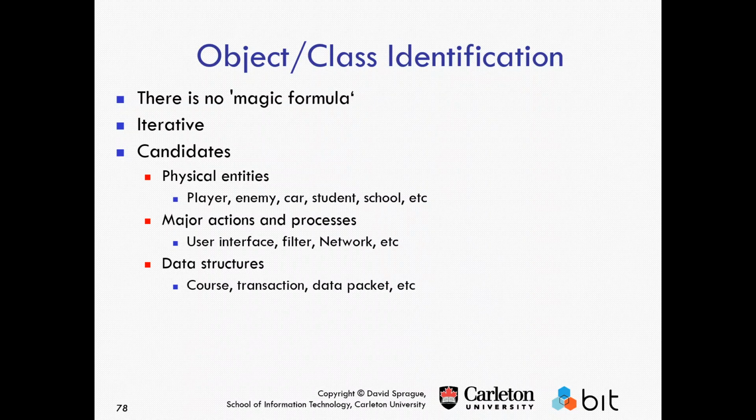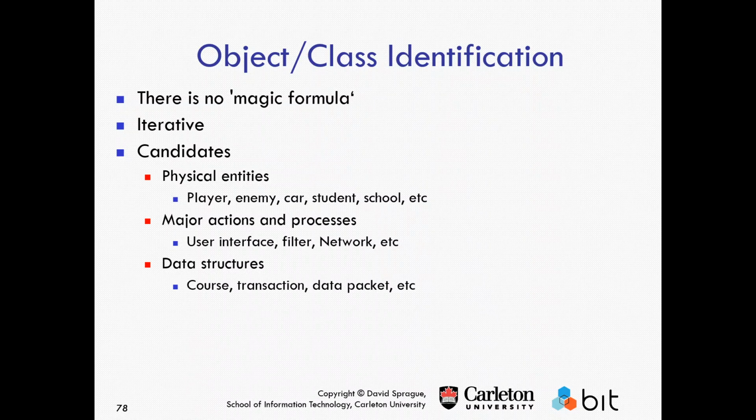Maybe it's the user interface. And then I might have a data structure, like a data packet. Not a physical thing at all, but it's a data structure. And maybe it's a linked list, something like that. They can all be considered an object that does something.